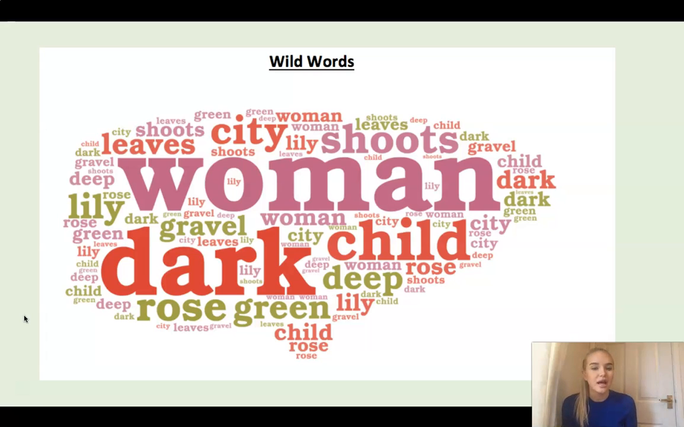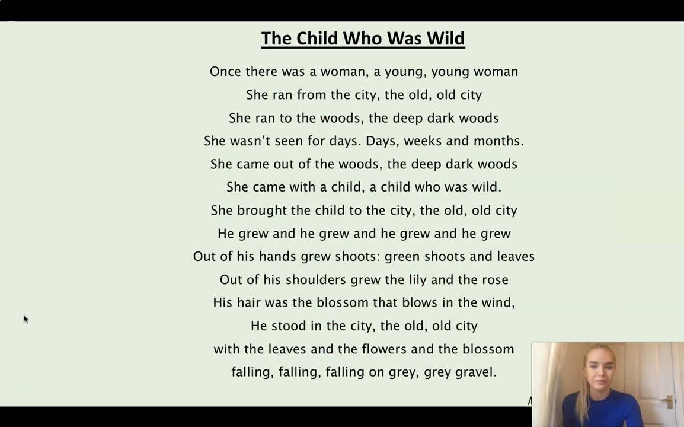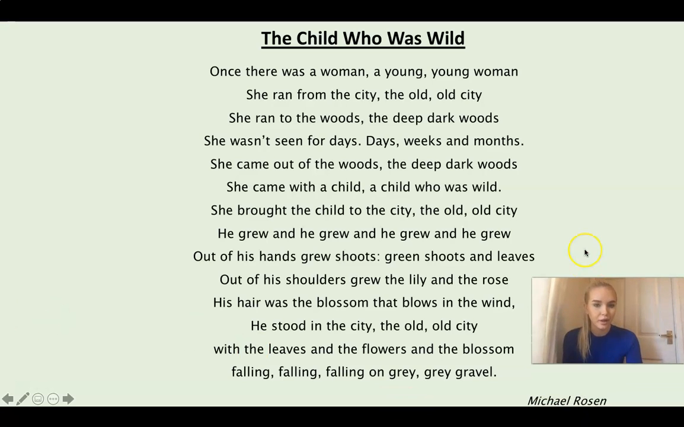Now, I'm going to flick to the next page, which is going to show you the narrative poem. And I'm going to read you this poem, and I want you to think, were my predictions correct? Or was I half correct? And then what did I think would happen and didn't happen, okay? Okay. So this narrative poem is called The Child Who Was Wild. And it's written by a man called Michael Rosen.